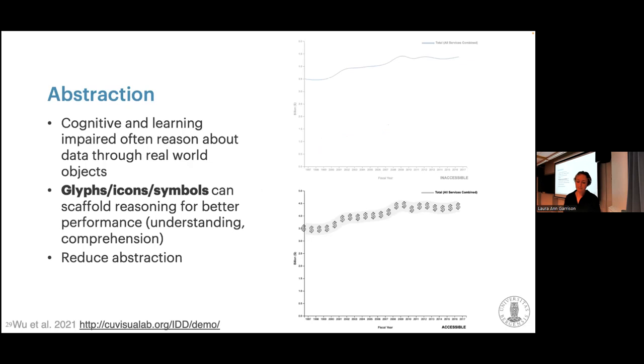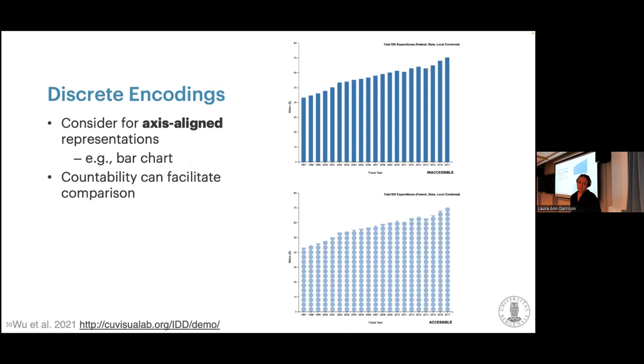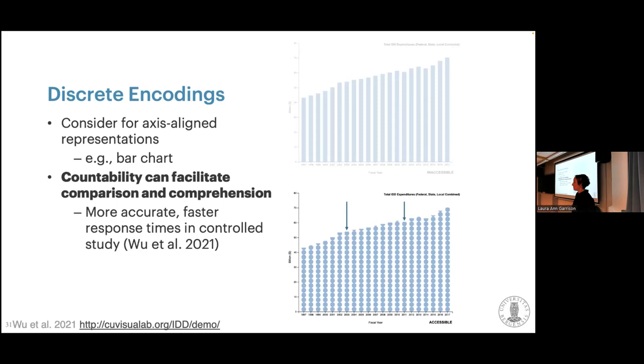And related to this is using discrete encodings instead in some cases. Again, this is especially helpful for people with cognitive disabilities, but there's other work, for example, estimating uncertainty, where discretizing data can be more useful to accurately get information than these continuous things like an axis-aligned chart, which would be like a bar chart here. And instead of having these continuous bars, you break up the data into these chunks. So in this case, it's using circles and making it so that it's kind of countable makes it easier to compare. And that can facilitate comprehension for faster and more accurate reads, especially when the columns that you're being asked to compare are further apart on the axis.